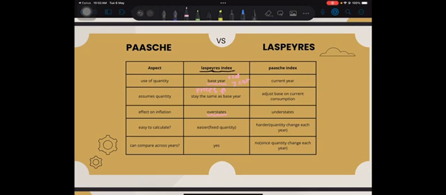Next, the Paasche index. The Paasche index uses the quantity from the current year. It reflects what people actually buy now after prices have changed. Since it assumes people switch to cheaper alternatives, it usually understates inflation, meaning it shows a smaller increase in price.